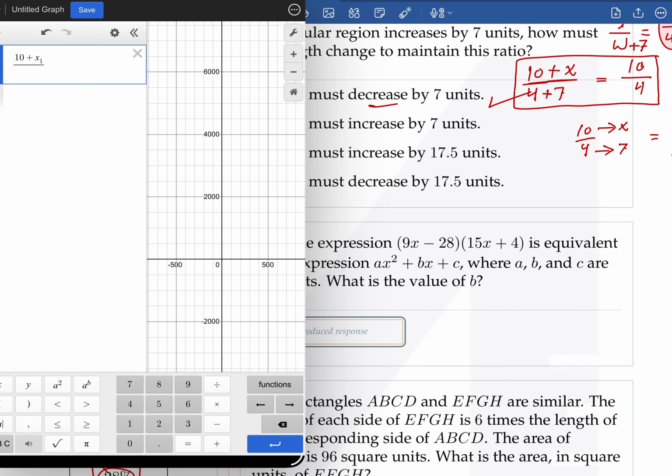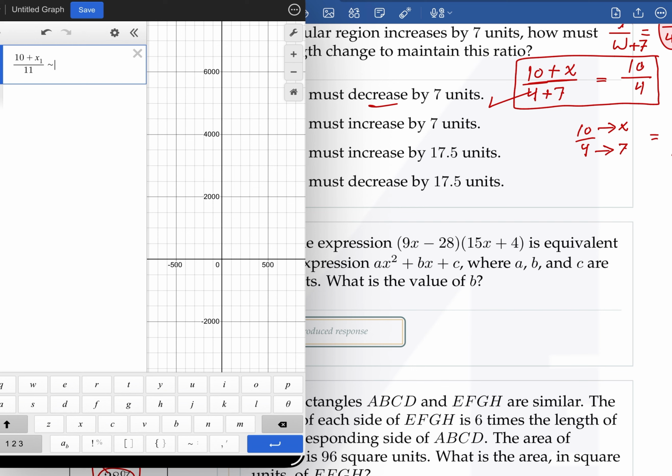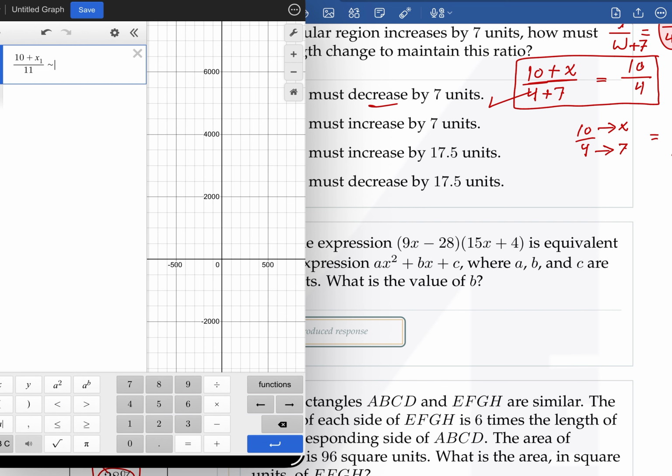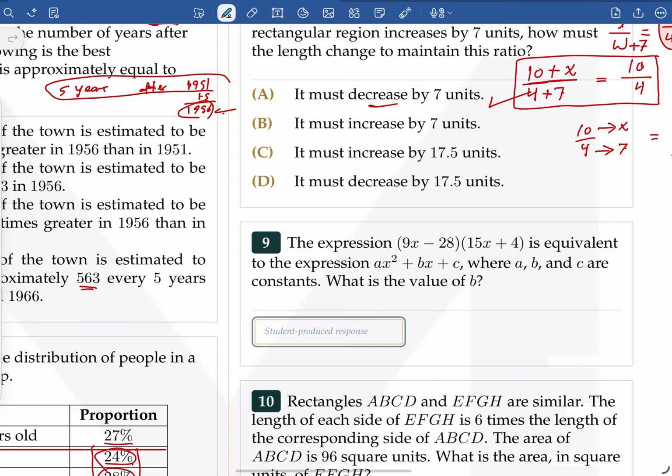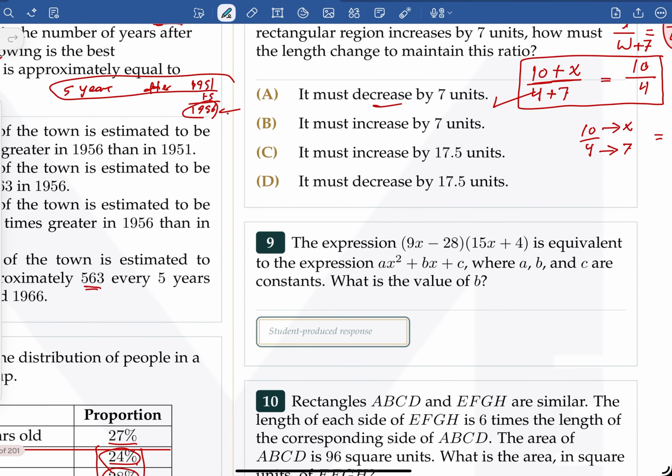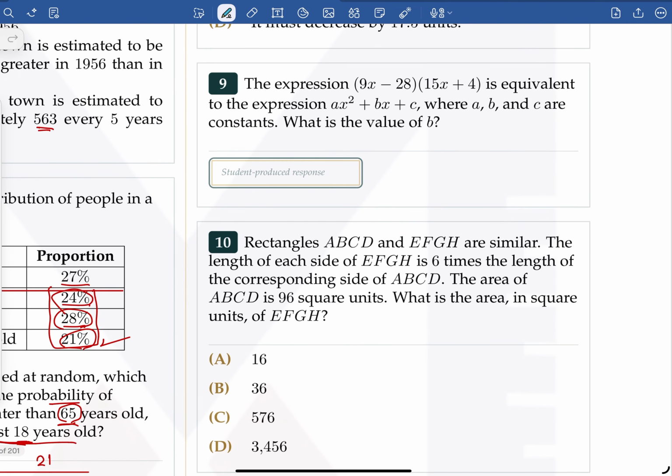And in the denominator, we write 4 plus 7, which is 11. Go to the right and make the tilde sign, which is this one. Write a fraction bar, and write 10 over 4, or just write 10 divided by 4. And now we get the value of x, which is a positive number, 17.5, which means increasing by 17.5, letter C.